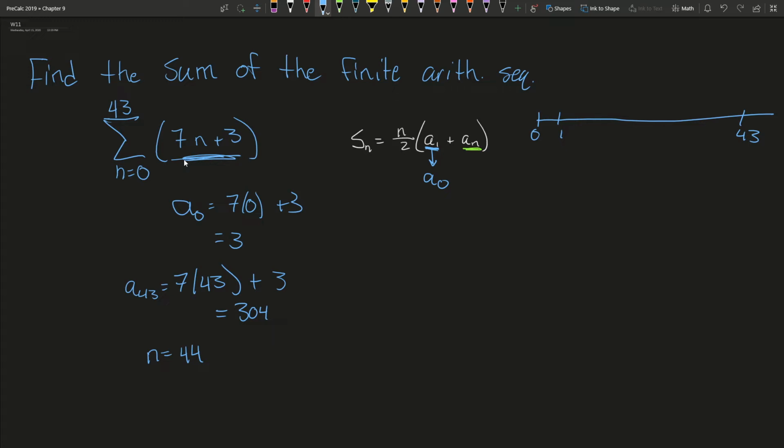Then we just plug all that in. The sum of the first 44 terms from 0 to 43 is equal to 44 over 2 times 3 plus 304. And we do that math to get 6,754.